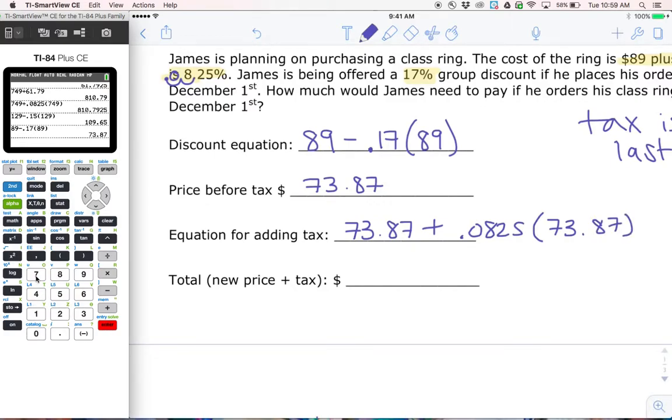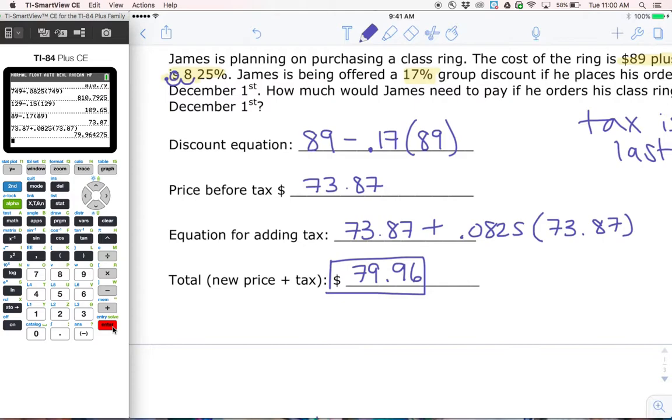Okay, so I'm going to do 73.87 plus 0.0825, and this is getting multiplied by 73.87. All right, we hit enter and we get $79, and we're going to round to 2 decimal places, so I'm going to say 96 cents.